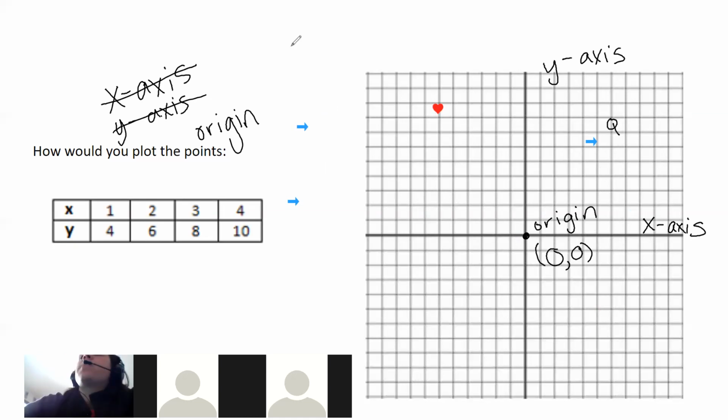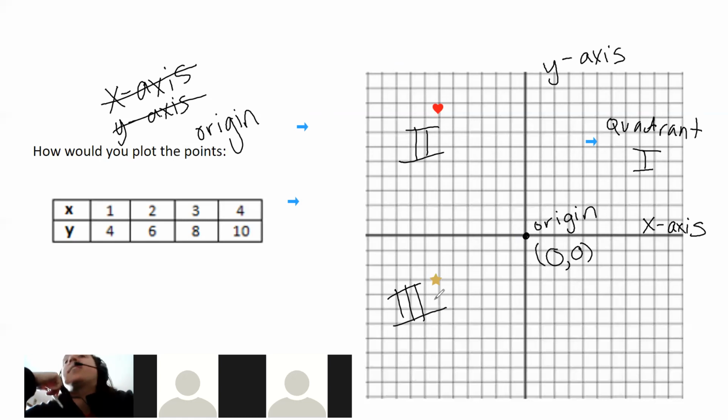Logical guess though on the bottom. Quadrant 1. This is quadrant 2. Okay, someone put a star in quadrant 3. Yeah, very good. This is quadrant 3. And then someone put an X in quadrant 4. Yes, good. This is quadrant 4. Nice. Okay, so those are our different quadrants.